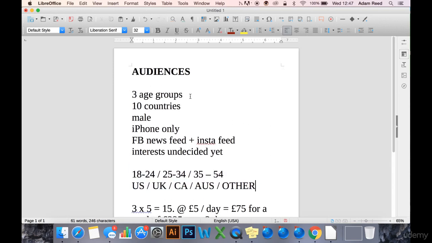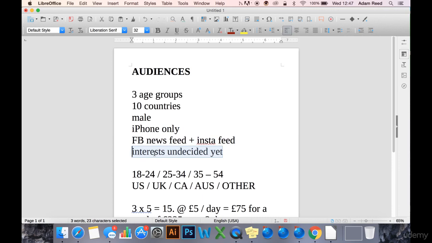And so basically, as I said, I'm already using some data that I know about my audience just from my Google Analytics. But if you know your audience, you'll probably be able to do a similar thing as this, what I'm doing now, without any data, if you already know who your audience is. So I'm going to be targeting, my ad sets are going to be split up by age and by country. They're all going to be targeting males. They're all only going to be on iPhone and on Facebook newsfeed and Instagram feed. No other placements other than those two placements on iPhones.